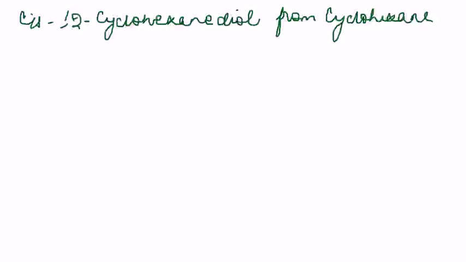The first one here I have is cis-1,2 cyclohexane diol from cyclohexane. So first things first, you obviously should draw it out so you know what you have and where you want to go. Since it's a cyclohexane diol and it's cis, that means there are two OHs both pointing in the same direction.